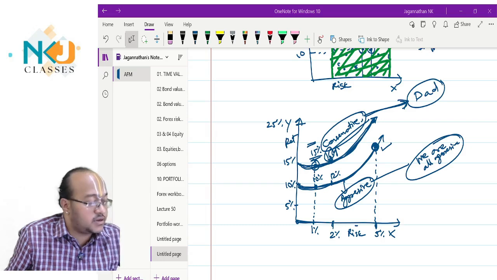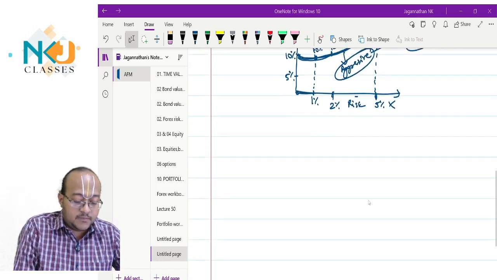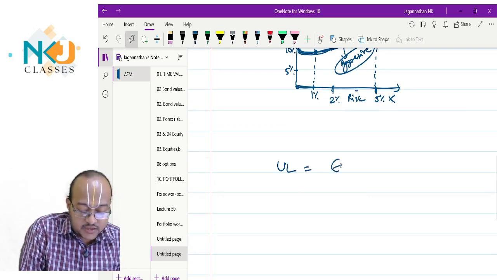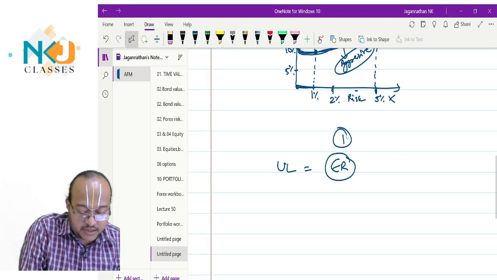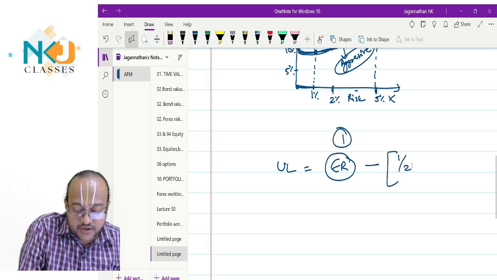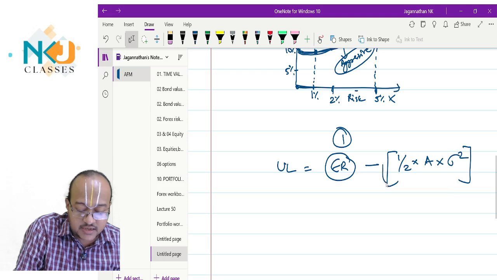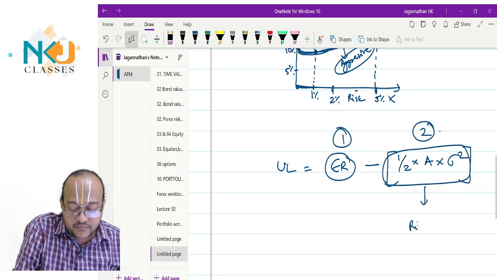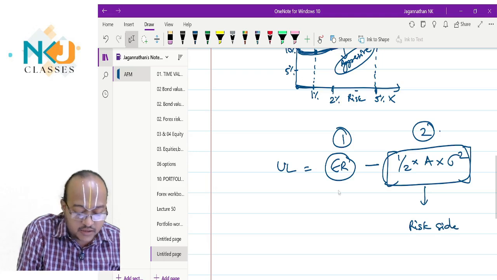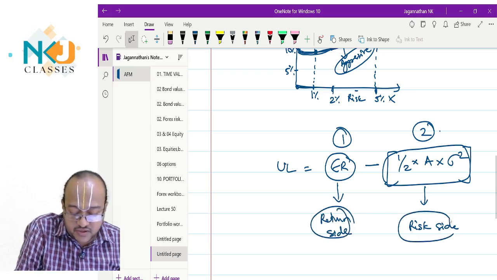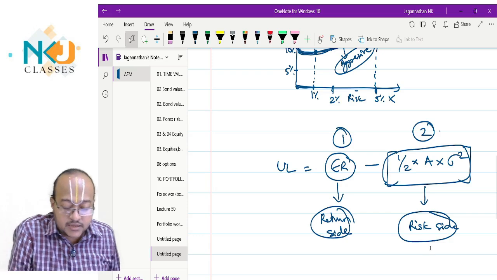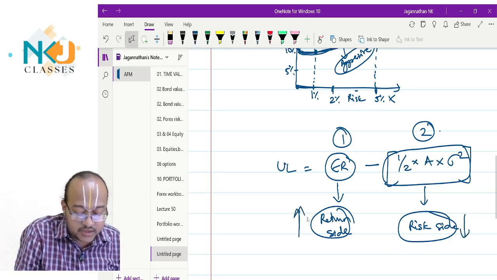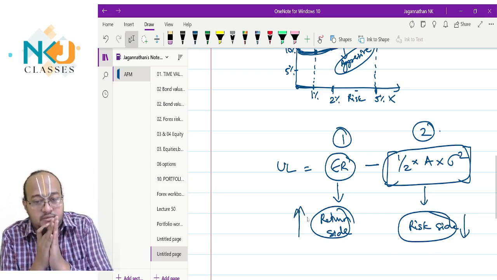Very simple, I'll show you. See here. Utility is nothing but expected return. This is one number, correct? Minus half into aversion factor into sigma square. This is the second number. This is the risk side. Clear? This is the return side. For an investor to get a maximum utility, the risk should reduce, return should increase. It's a matching between risk and return, correct?